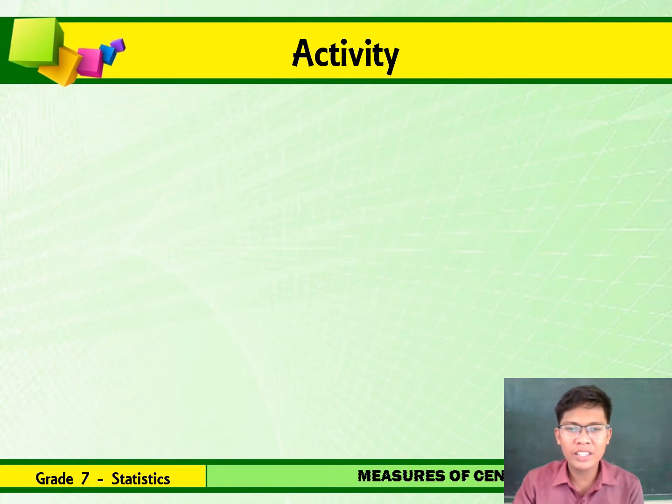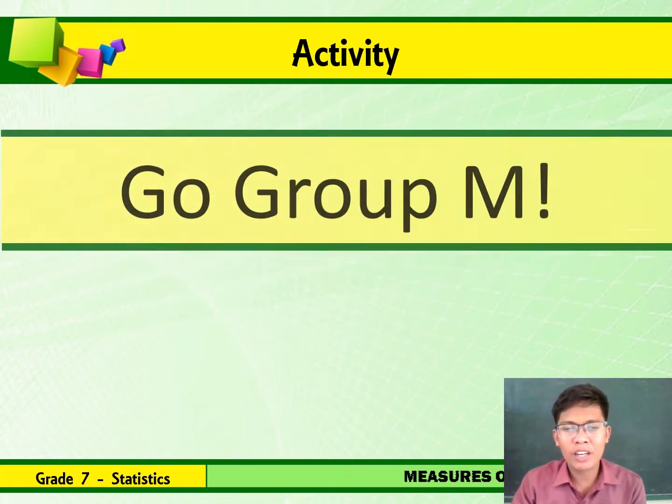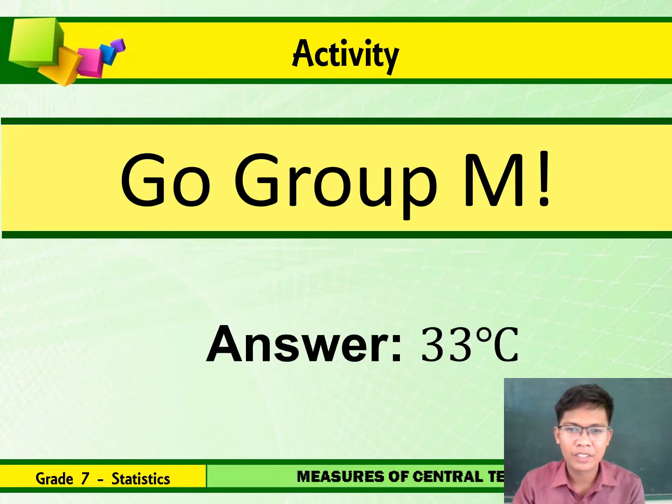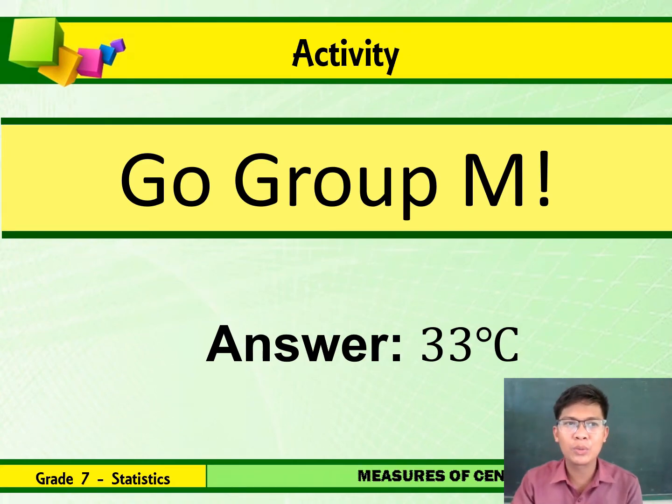For problem number one, Group M from Barangay Mahal na Pangalan will be the one to give their answer. So what is the answer for number one? All right, the answer is 33 degrees Celsius. Now let's go to problem number two.